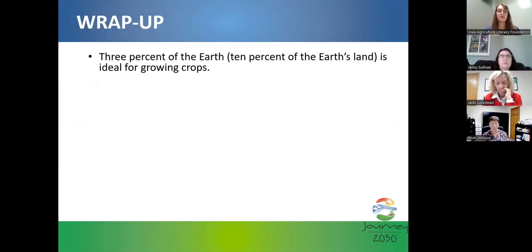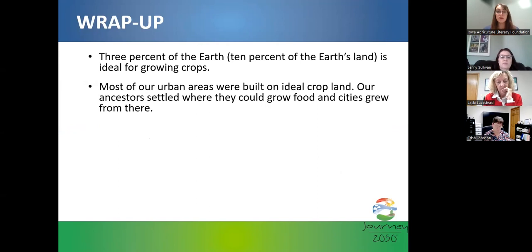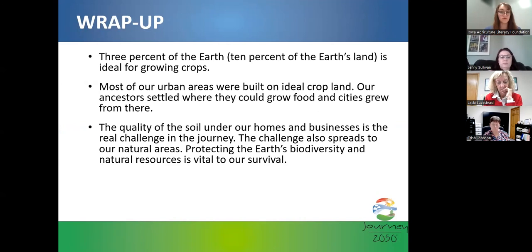So to wrap up this lesson, again, 3% of Earth's total surface, or 10% of the land, is ideal for growing crops. And our urban areas were mostly built on cropland because that's what made sense to our ancestors, and it would make sense to me today too, to live where the food is. I would love to live where all the food is. And the quality of soil underneath our homes and businesses can be a challenge to food production. So that arable farmland a lot of the time is right where the city sprawl tends to be.